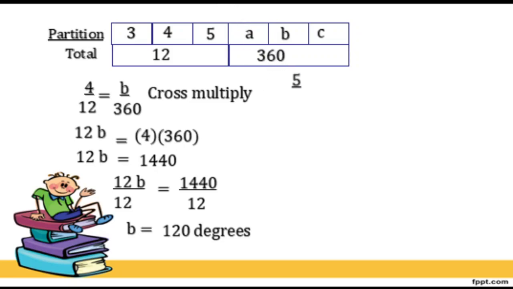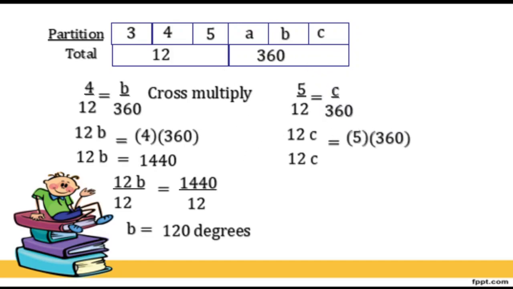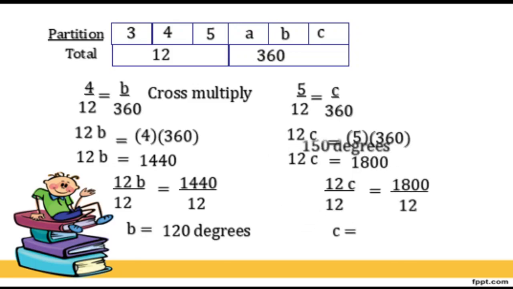And then for the C, we have 5 over 12, which is equal to C over 360. Again, by cross multiply, that is 12C is equal to 5 times 360. And then 12C is equal to 5 times 360, which is 1,800. Divide all terms by 12 again. So, 1,800 divided by 12. So, C is equal to 150 degrees.